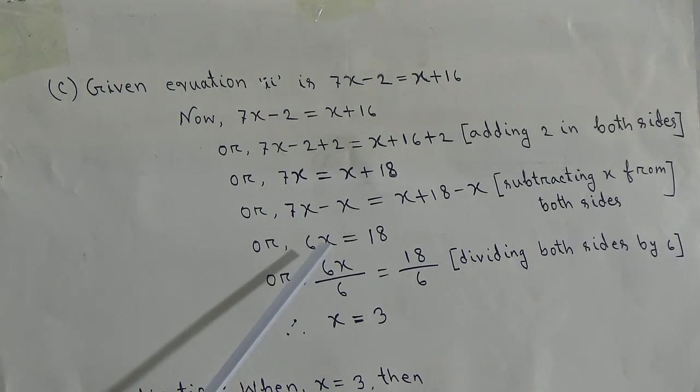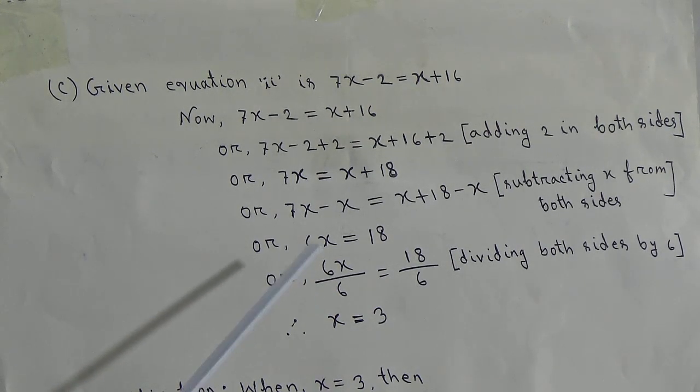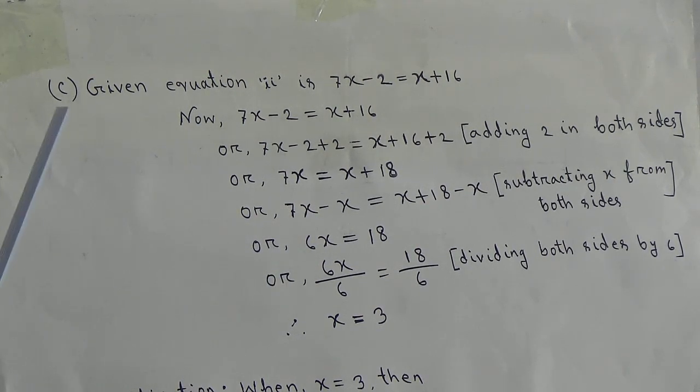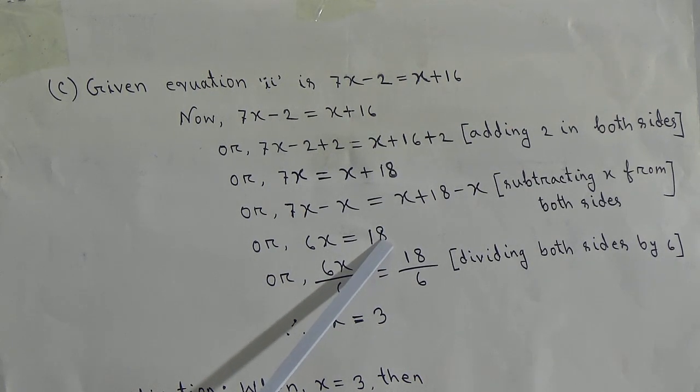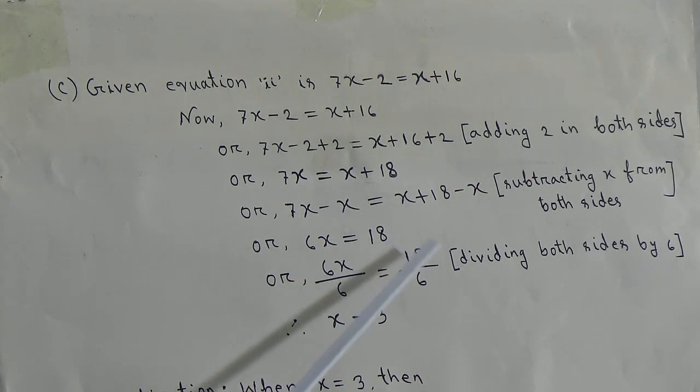We have already found the value of 6x, but we have to find out the value of x. So, if we divide this 6x by 6, then we can get x. But at the same time, we must divide the right side also by 6. That means we have to divide both sides by 6. Now, 6x divided by 6 is equal to 18 divided by 6. Here, if we divide 6x by 6, then it will be x, and if we divide 18 by 6, then it will be 3. That means the value of x is 3.